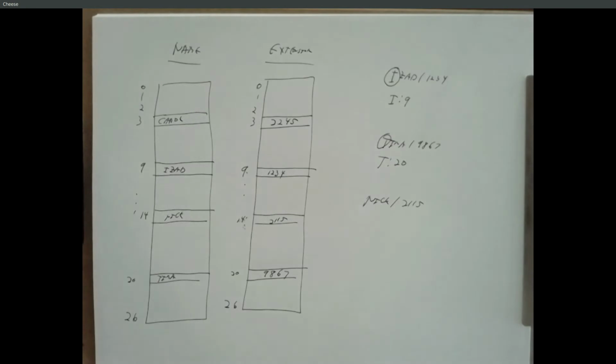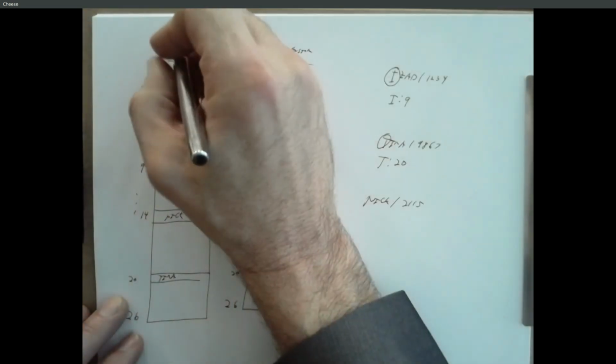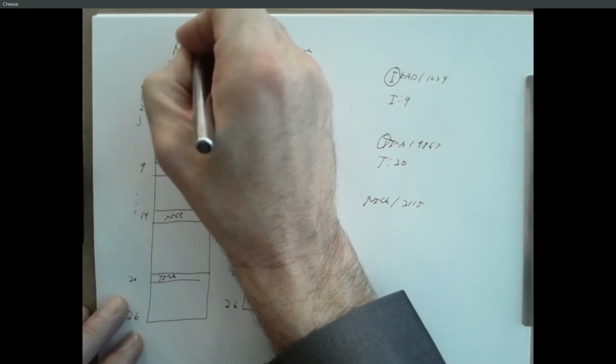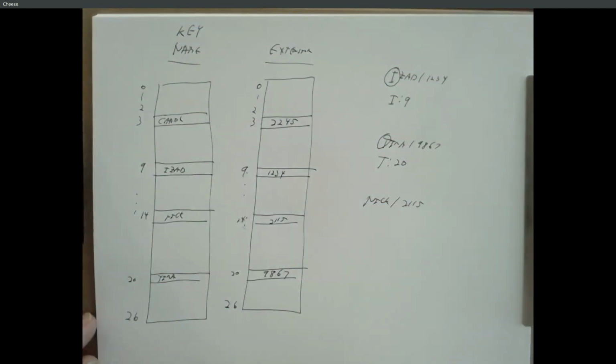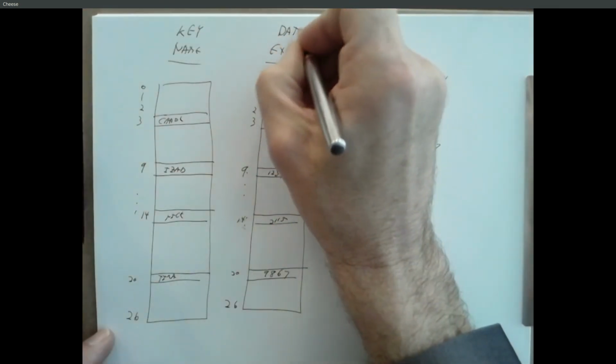We have some sort of thing that we're using to retrieve our information. So this is more generally called a key. And the piece of information associated with the key, we can just call that a datum or a data.